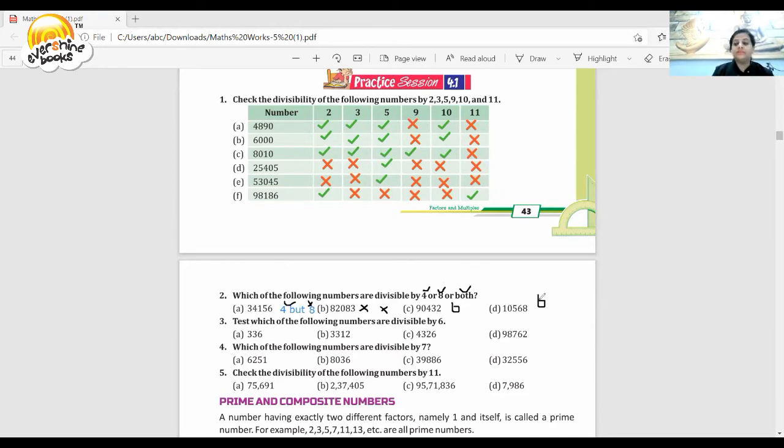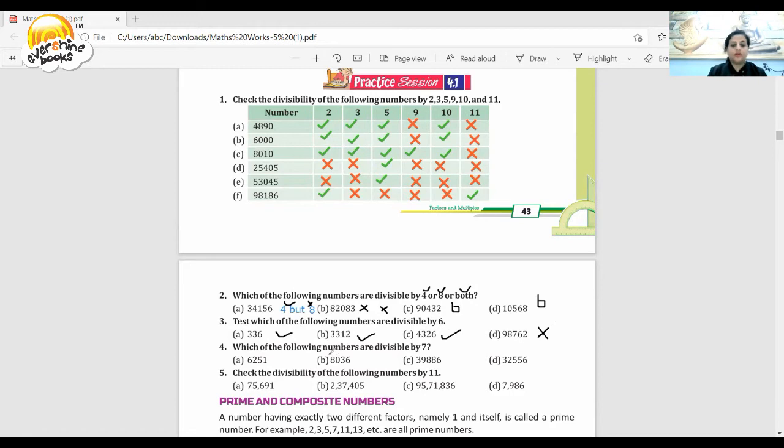Now we will check the divisibility by 6. For divisibility by 6, we will check if the number is divisible by both 2 and 3. So 336 is divisible by 6, yes, so we will write yes. 3312 is also divisible by 6. 432 is also divisible by 6. But this number is not divisible by 6. Okay, got it?